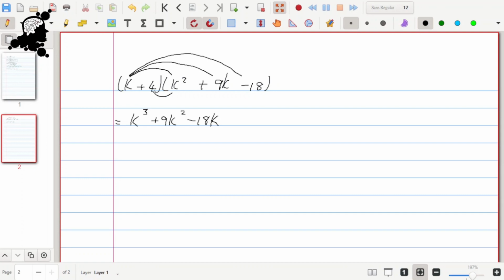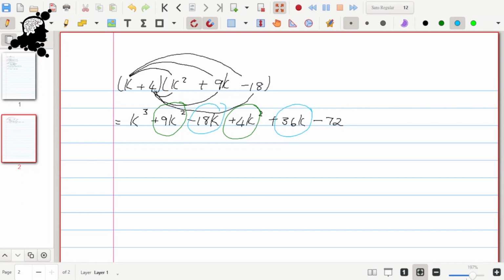Next, 4 times k squared, this is going to be positive 4k squared. Then 4 times 9k, this is going to give me positive 36k. Then lastly, 4 times 18, this is going to give us negative 72. Let's check if we have like terms. There's 9k squared and there's 4k squared because they've got the same variable and the variable has the same exponent. We also have minus 18k plus 36k.